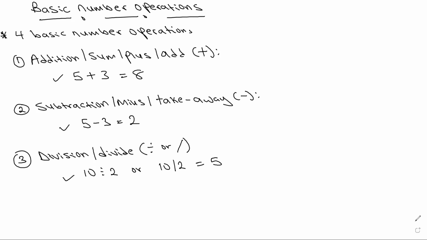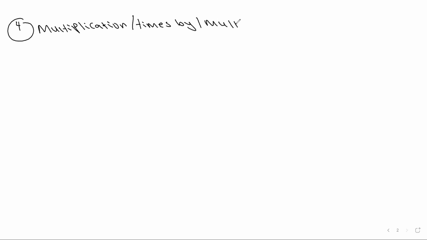Then number 4, which will be the last one for this series. We talked about addition, subtraction, and division. So the fourth one is what we call multiplication. In some textbooks, we call it times by. So you hear sometimes it's referred to as times by. Some could call it, in short, multiply. Others could call it products. You can see all these names refer to the same thing.